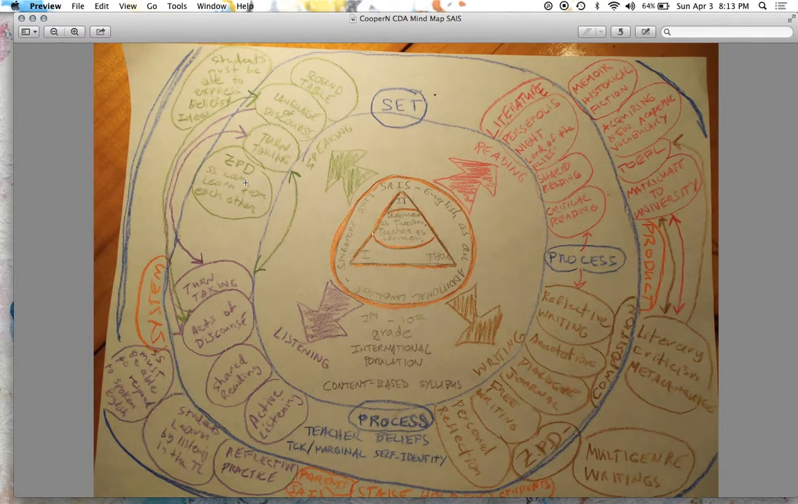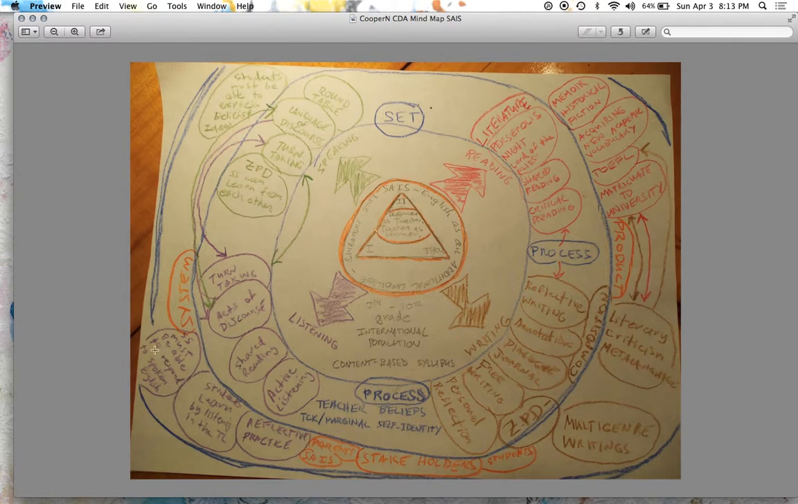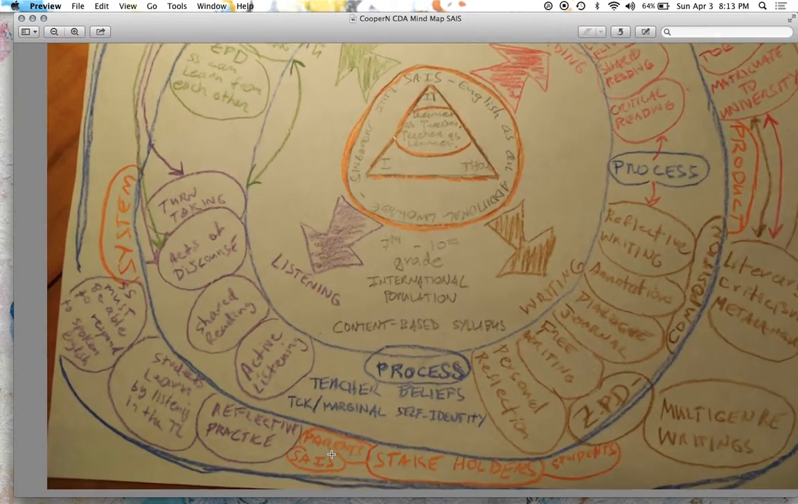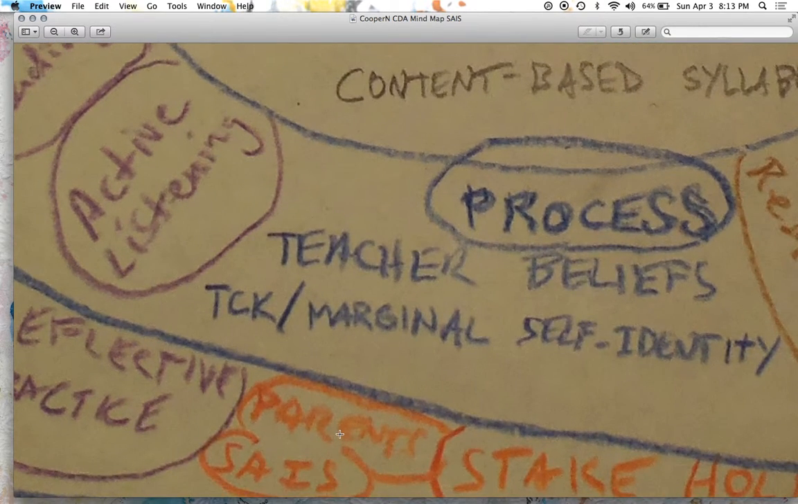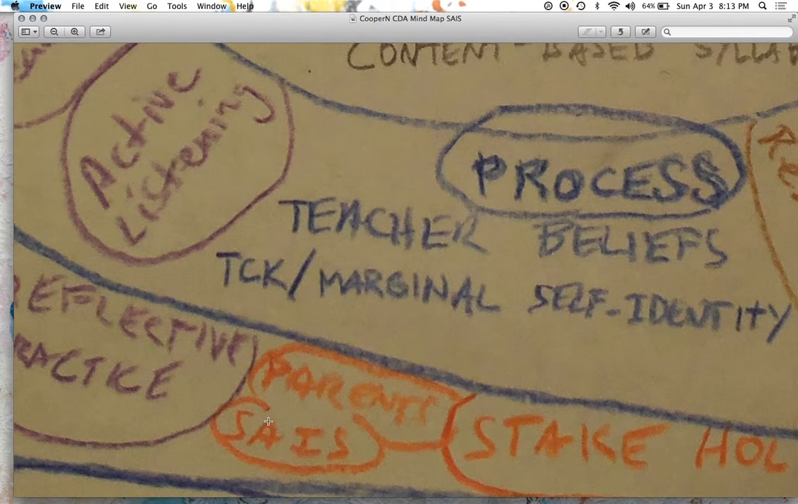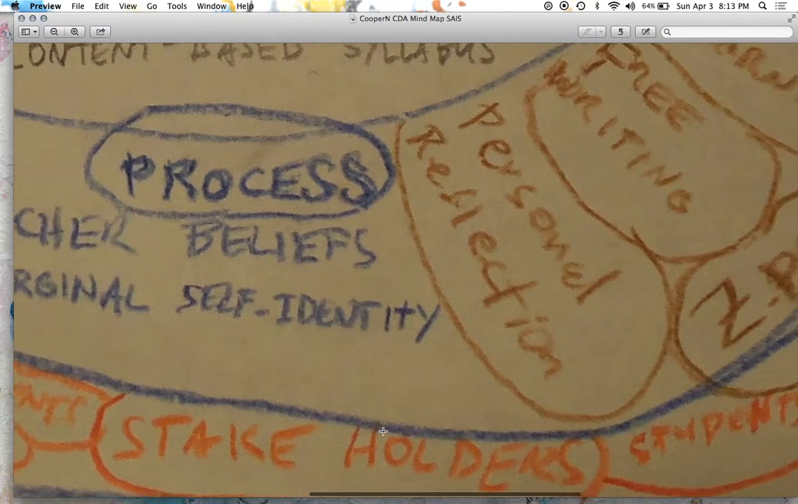The set is what we are doing in class. These are the things that we are doing. What of the students. Now we're getting into the system, and zoom out. This is product. What are the students producing? What are they showing the stakeholders that they're doing? And here the stakeholders are the parents, of course, the international school, SAIS, and the students.